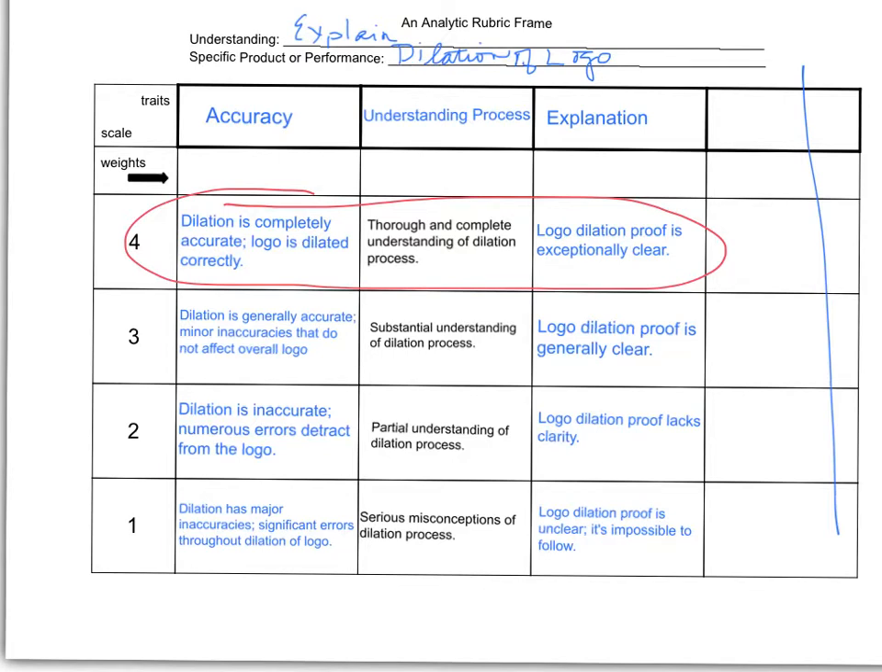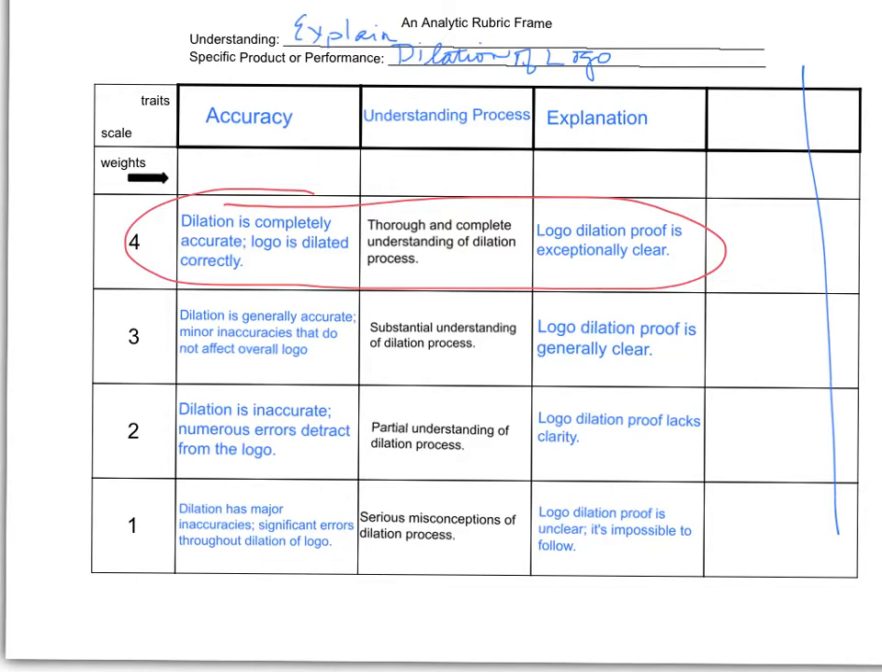So reading straight across, dilation is completely accurate, logo is dilated correctly. There's thorough and complete understanding of the dilation process. And then the logo dilation proof is exceptionally clear. I feel like that does show that a student can master that transfer goal. Again, like I stated before, you might want to go in and put in a little more detail in each of these cells that would provide even more feedback. Right now, I'm going to say that that's good.